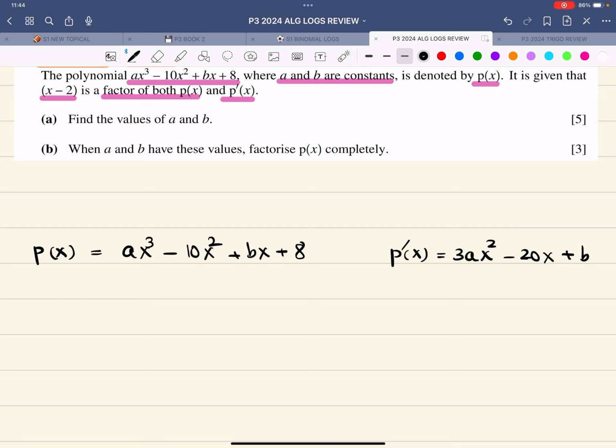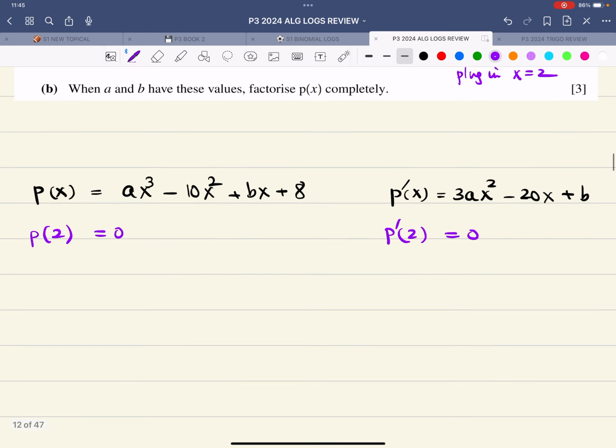Now it's saying that x minus 2 is a factor of both. So if x minus 2 is a factor, so therefore plug in x equals 2. So let me plug in 2, equate it to 0. Let me plug in 2 in the derivative, equate it to 0.